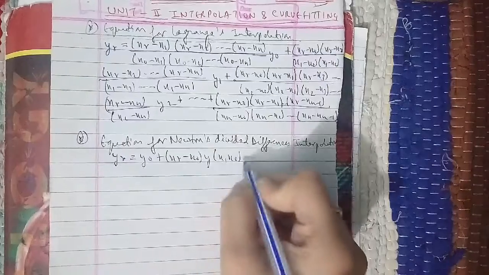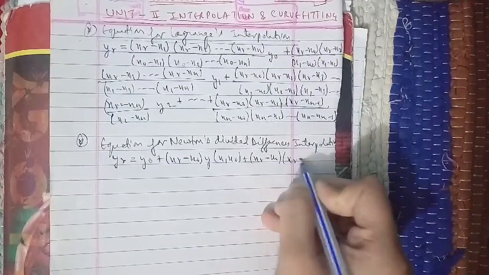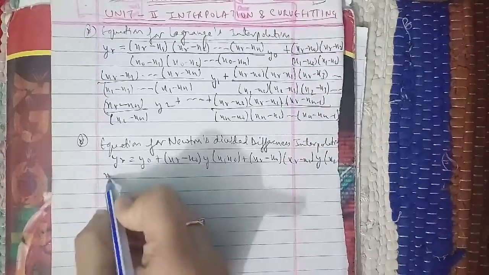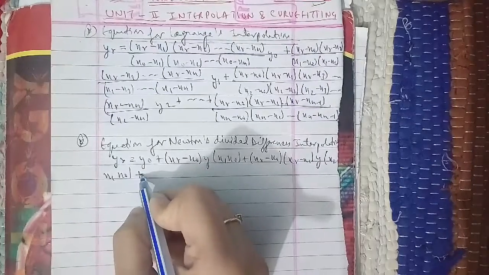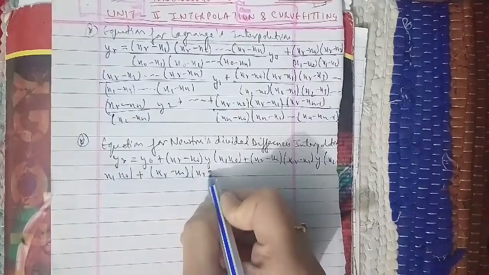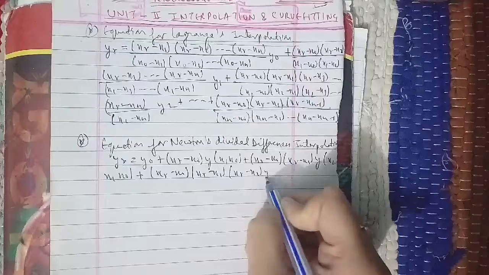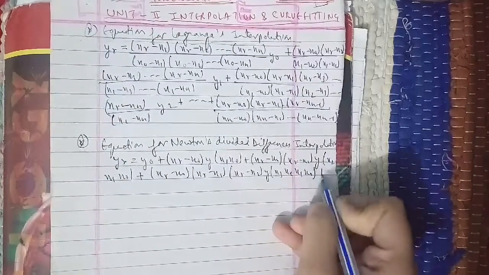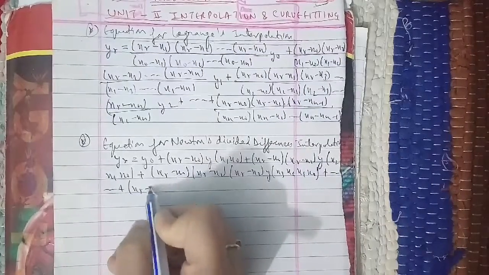plus xr minus x0, xr minus x1, xr minus x2 times y[x3, x2, x1, x0], plus and so on, up to xr minus x0, xr minus x1 till xr minus xn minus 1 times y[xn, xn minus 1 till x0].